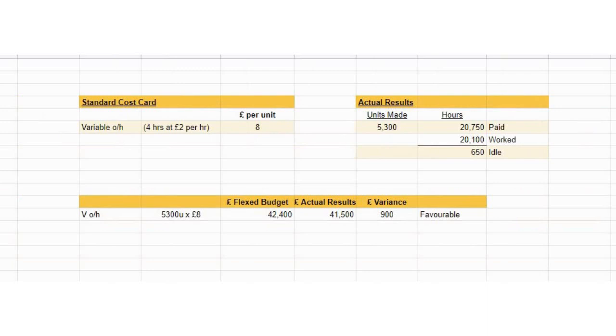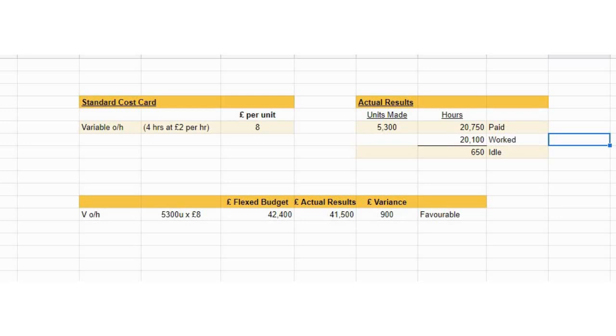So I've taken some basic information from the previous screen. Here we can see the standard cost card. Variable overhead is charged at 4 hours per unit at £2 per hour, giving £8 per unit. Variable overheads are based on labour hours, and you can see that the actual results were 5,300 units. The labour hours were 20,750 paid labour hours, but only 20,100 worked labour hours. It is assumed that variable overheads are only incurred when labour hours are being incurred, and that there are no variable overheads incurred with idle time.